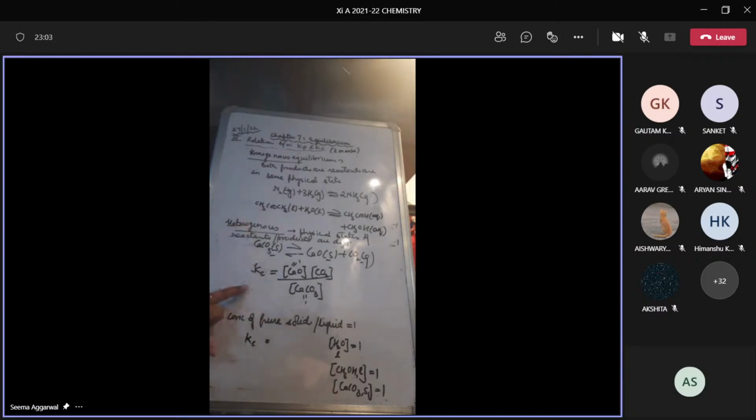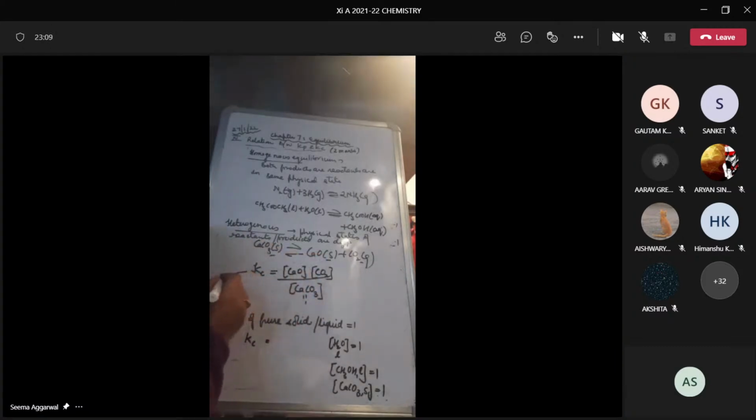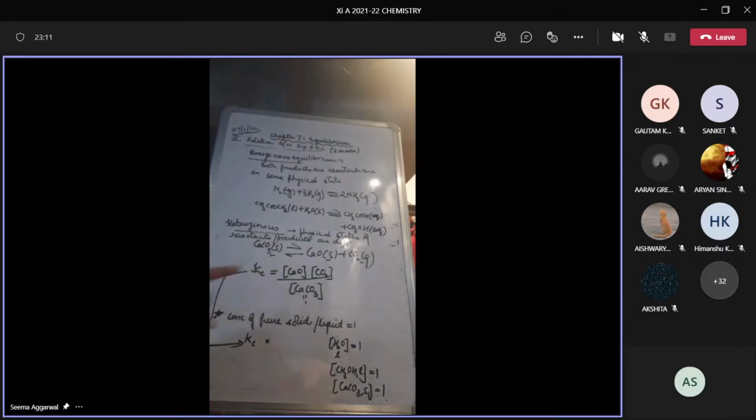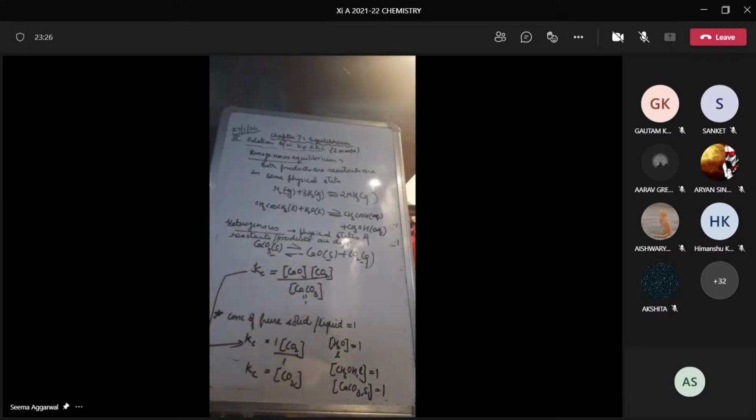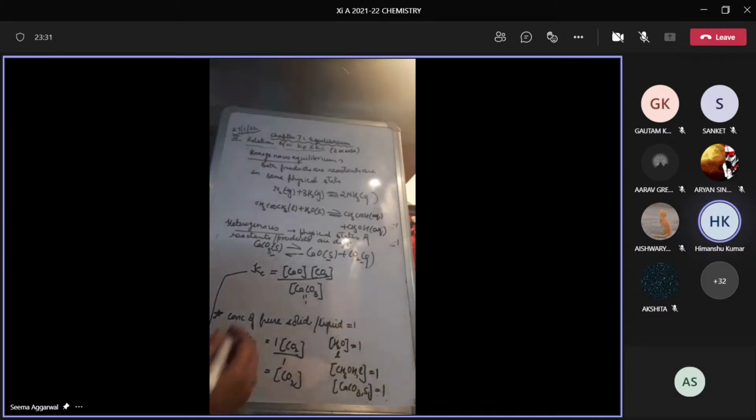So now in this particular example, we know the formula of Kc is equal to this. But since calcium oxide is a pure solid and calcium carbonate is a pure solid, their concentration becomes 1. So 1 into concentration of carbon dioxide upon 1 will be equal to carbon dioxide. Are you getting the point? We can take Kc dash, the new equilibrium constant, or simply Kc also. So their concentration will be taken as 1. This point you have to use in the questions.